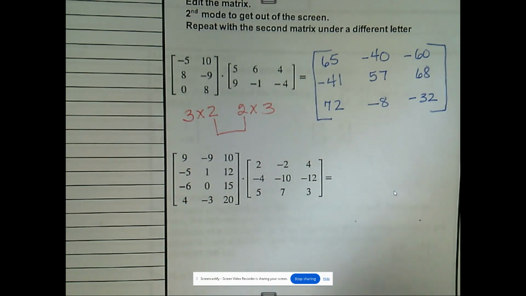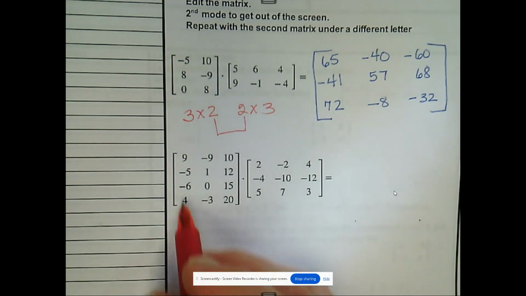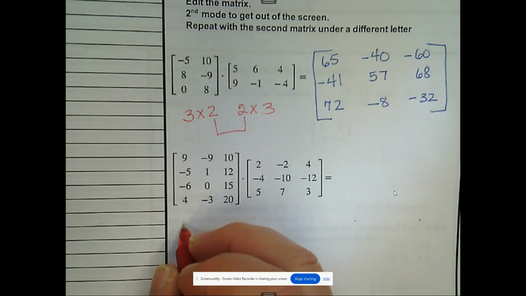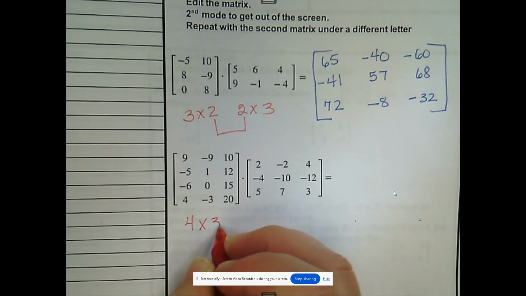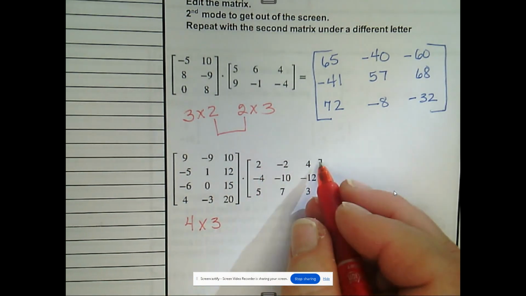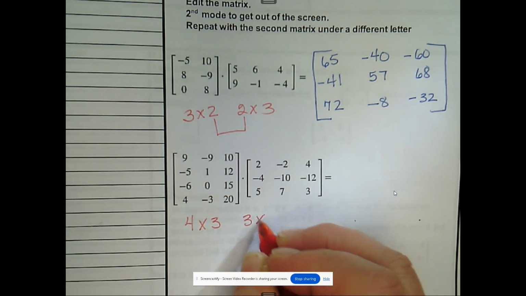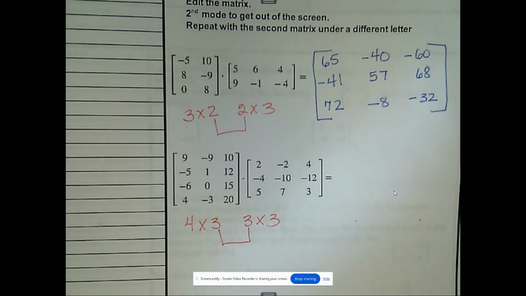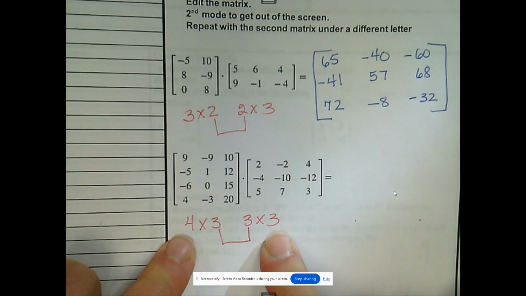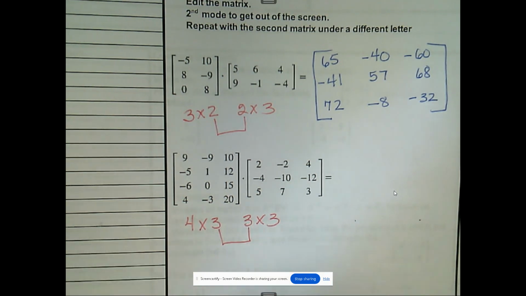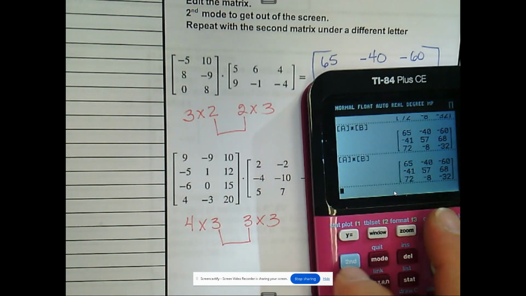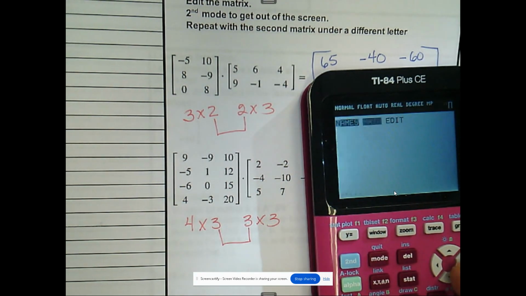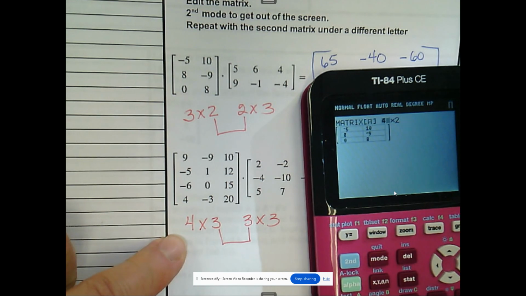Okay, so let's look at the size. I hope you tried it on your own. This is a 4 by 3. And this is a 3 by 3. Those match up. We know that when we're done, we'll have a 4 by 3 matrix. Put it in. Going to use the same one again.